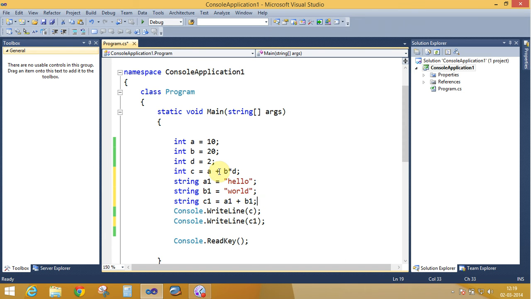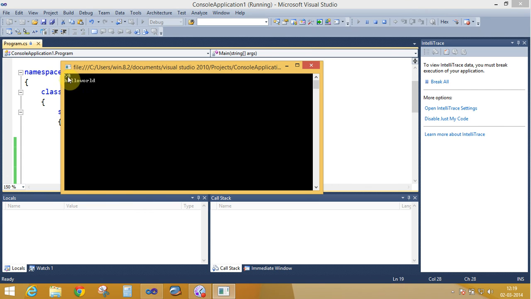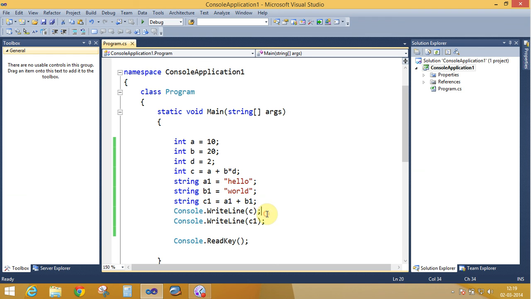Here plus is the arithmetic operator, and here plus is the concatenation operator. One operator with a dual meaning. Just check it out. Yes, here the operator is the addition of two numbers, and here the operator is used for concatenation between the two strings.